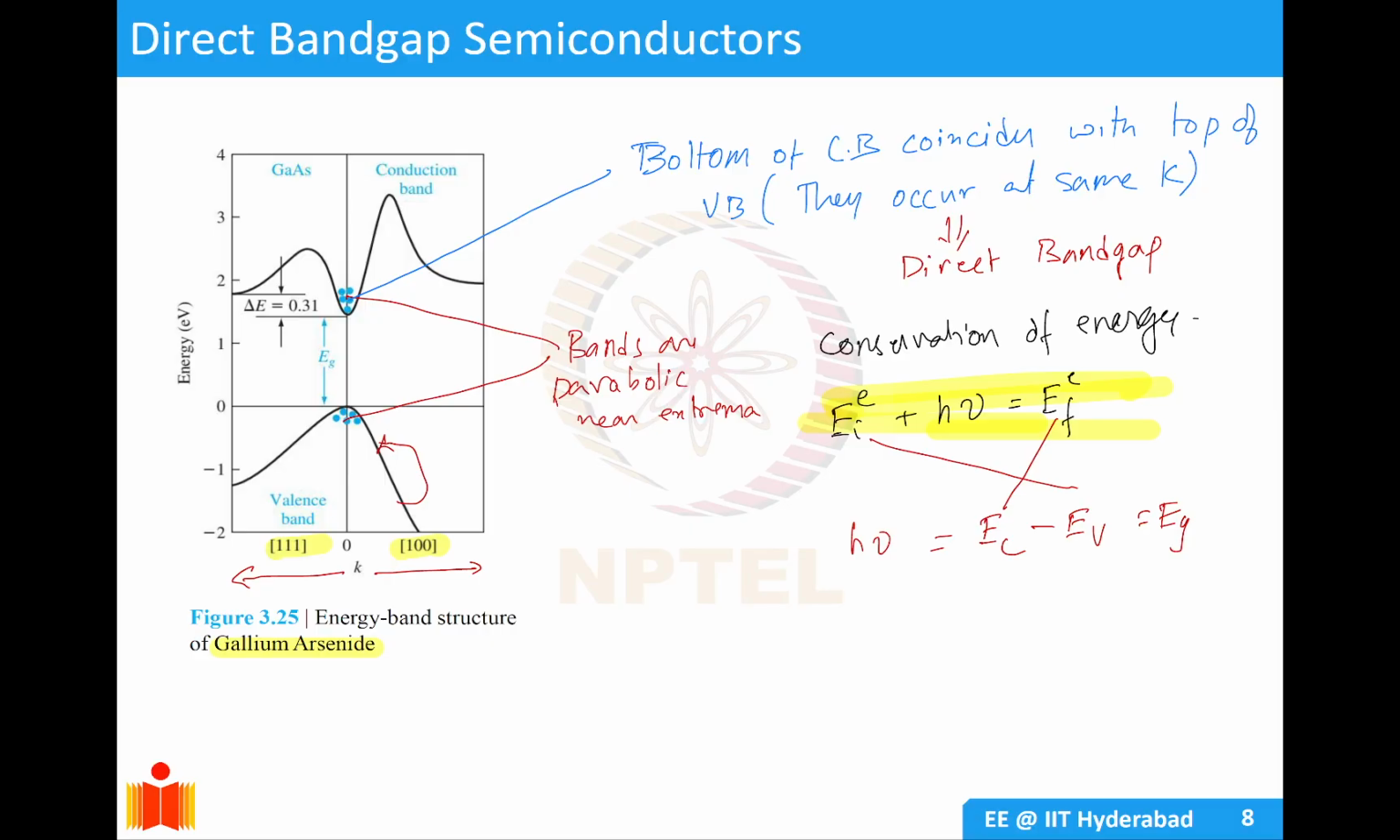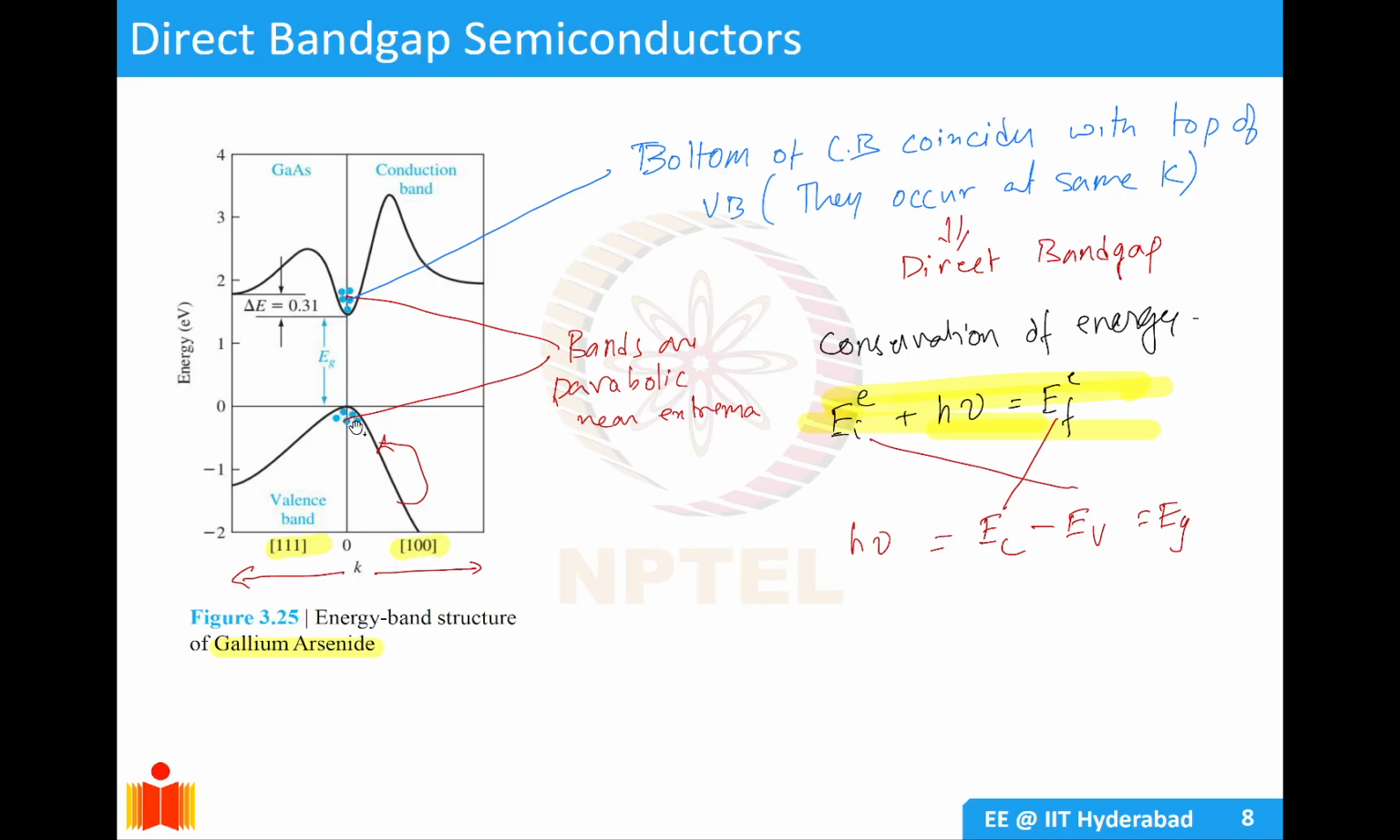Now there can be two types of band gaps. One is direct band gap, one is indirect band gap. So this is called the top of the valence band and this is called the bottom of the conduction band. The top of the valence band is the point in the valence band where the energy is maximum, and the bottom of the conduction band is where the energy is minimum. If they are at the same k point, then it is called a direct band gap.